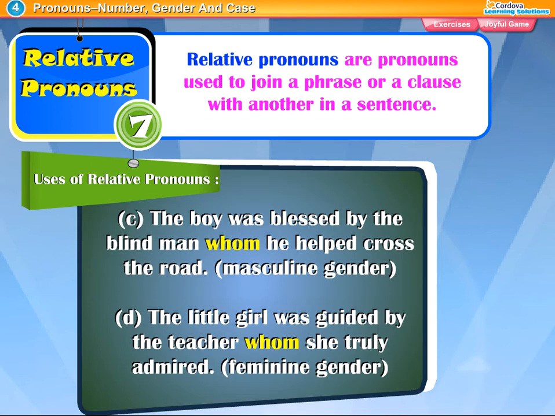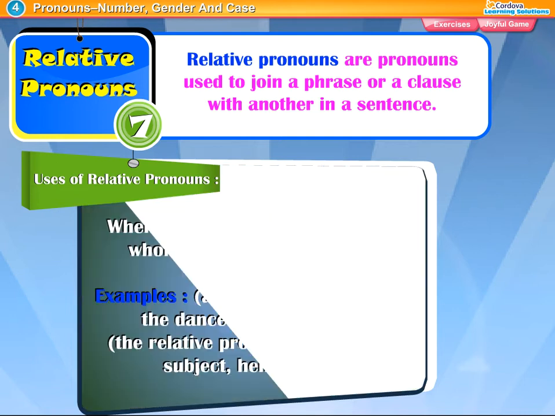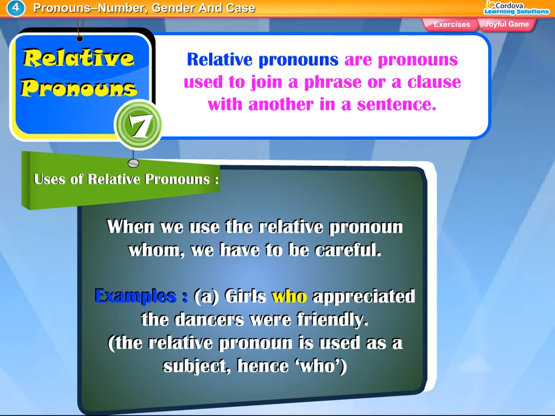The boy was blessed by the blind man whom he helped cross the road, masculine gender. The little girl was guided by the teacher whom she truly admired, feminine gender. When we use the relative pronoun whom, we have to be careful. Examples, girls who appreciated the dancers were friendly.